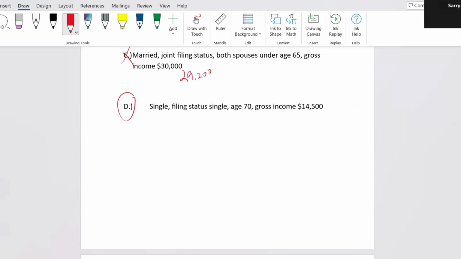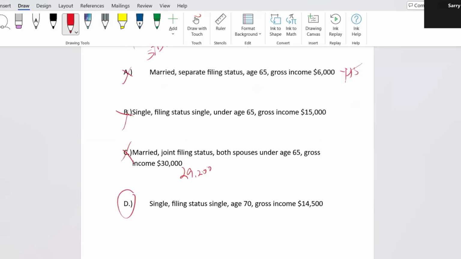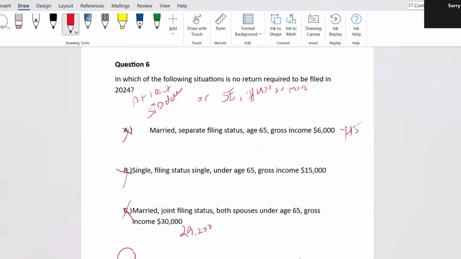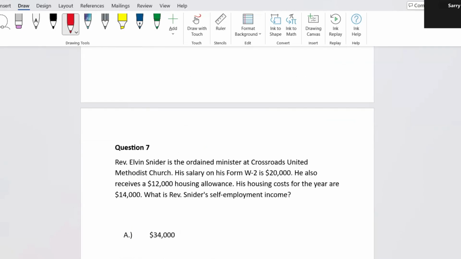None of the answers here talk about self-employment income, but if your net self-employment income is $400 or more, then you're required to pay the tax and file a return. Okay, question number 7.